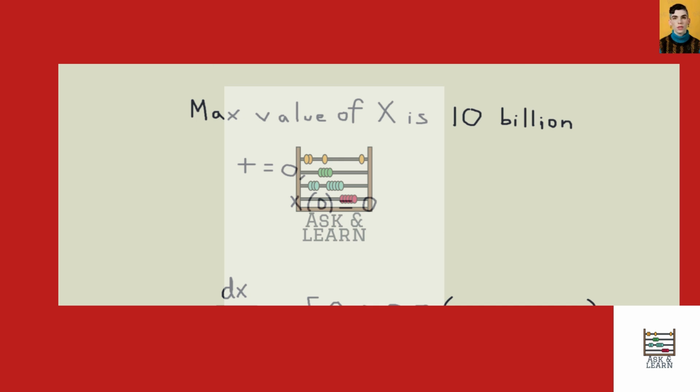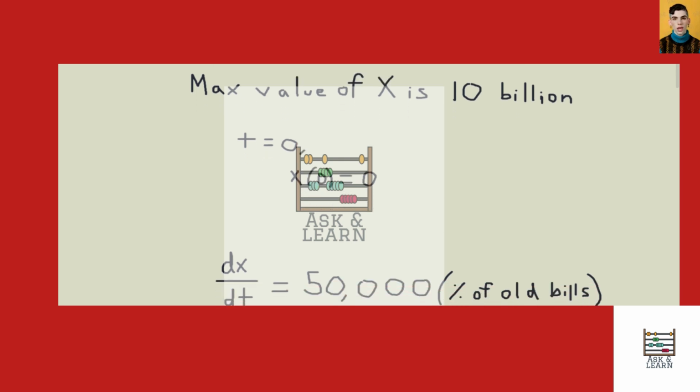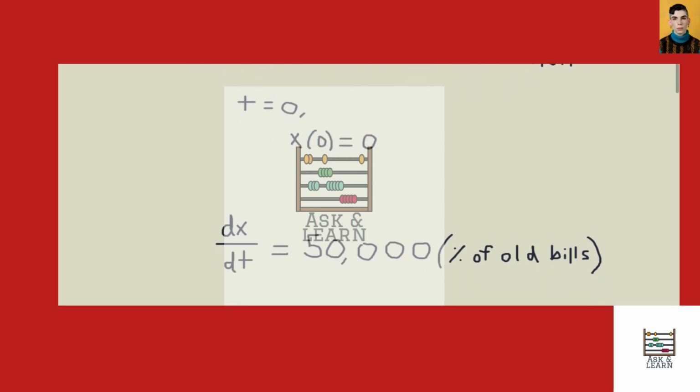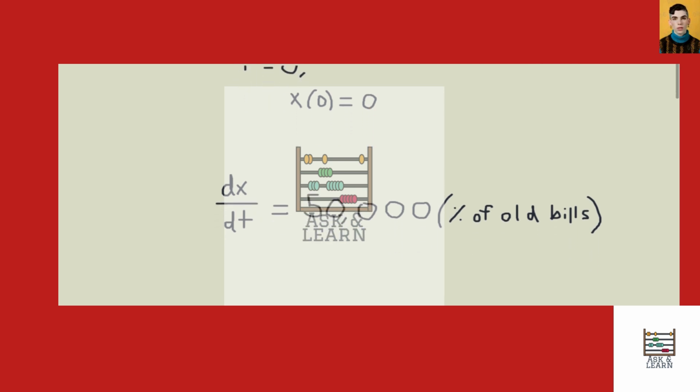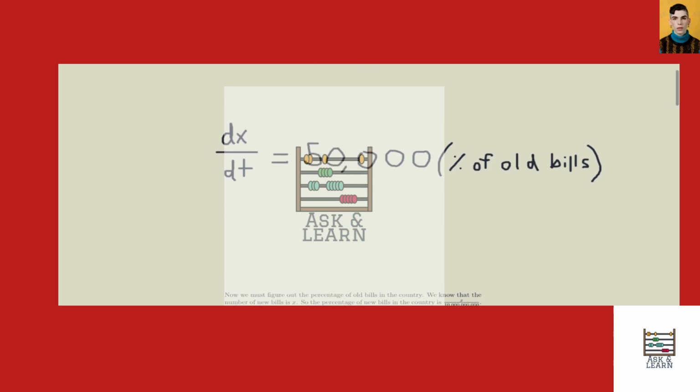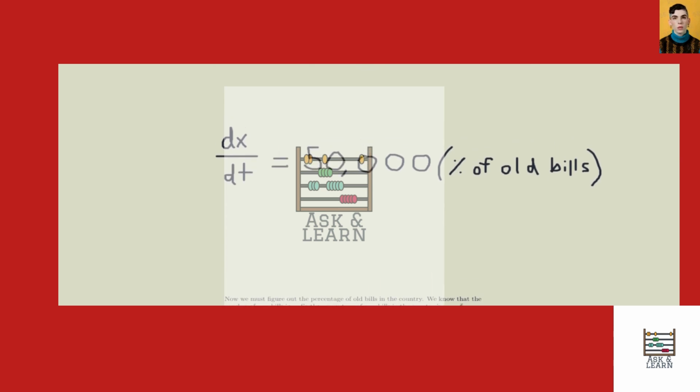Notice that this problem is slightly different in that we do not have a rate in and a rate out. Instead, we simply replace all the incoming bills with new bills. So dx over dt, the derivative, depends on how much of the incoming money is old bills. Now, on any given day, the change in new bills is going to be dx over dt equals 50,000, times the percentage of old bills.